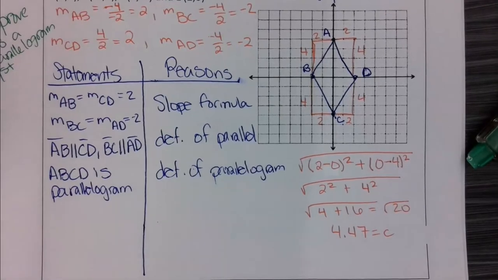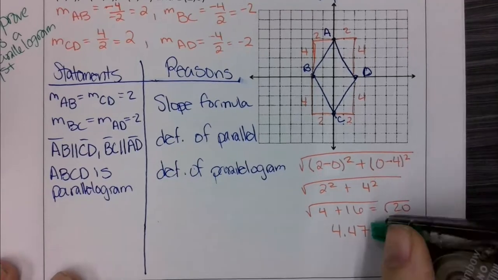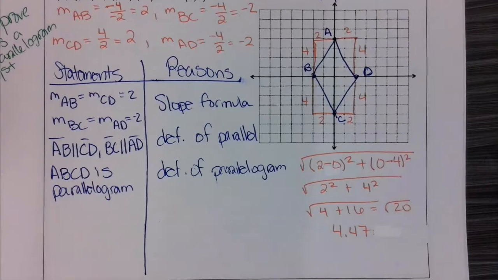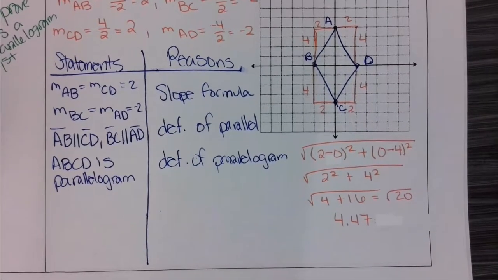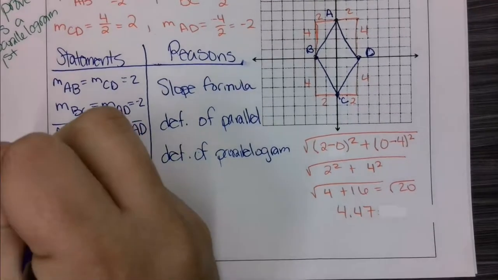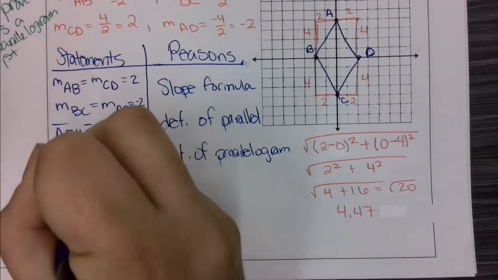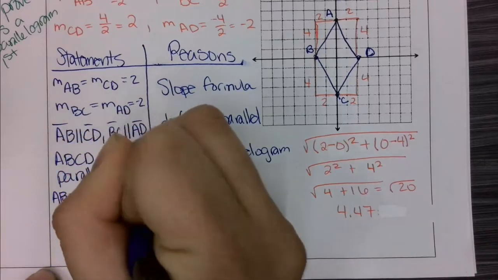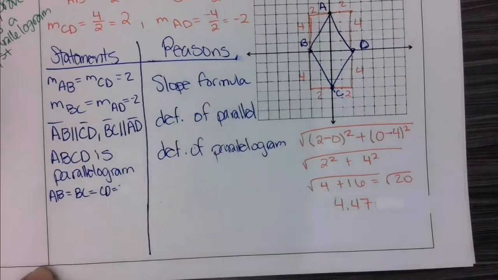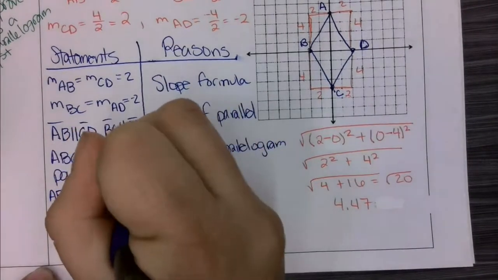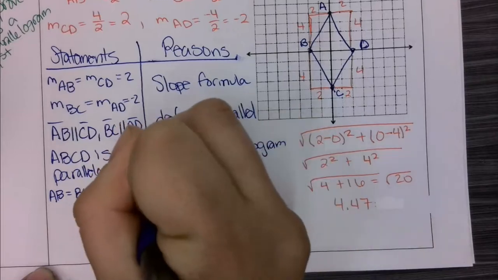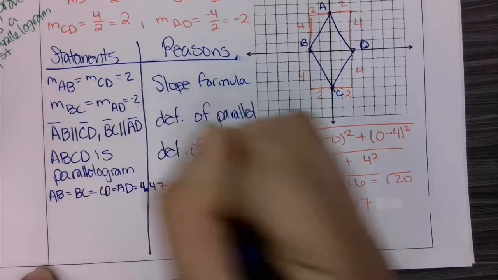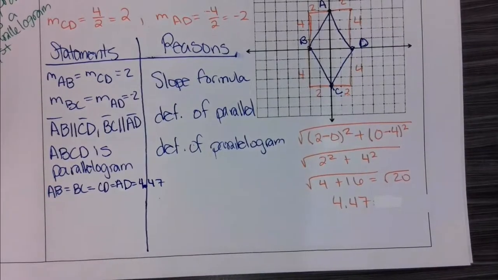Okay, so now I can say, I don't know why I have it equal to C. I don't equal it to anything. It'd be the letter D if I was, because distance for me, I don't know why I wrote a C. Okay, so then I can say AB equals BC equals CD equals the square root of 20, and that equals 4.47.